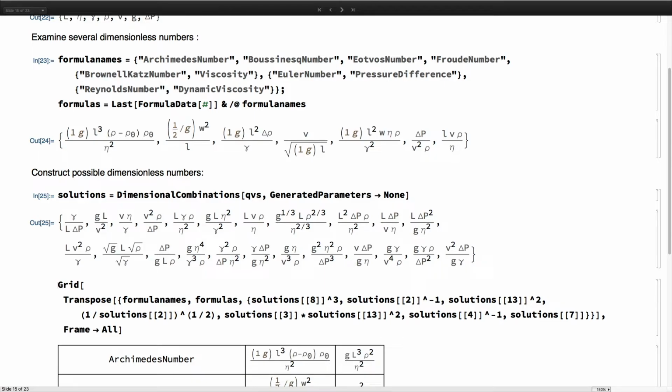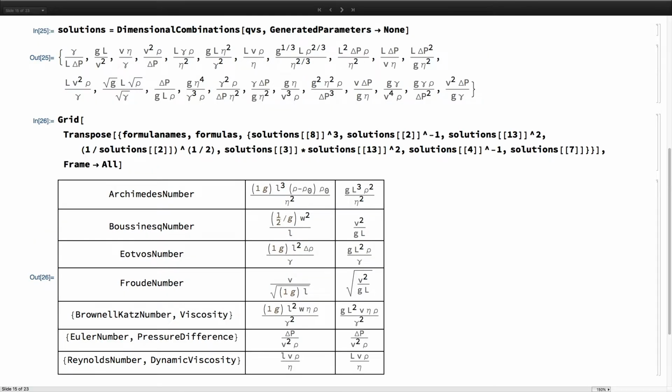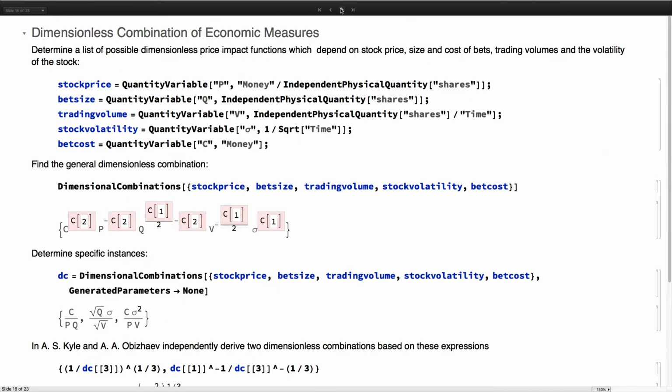But we can also see how we could construct these already discovered dimensionless numbers from those dimensional combinations. And in almost all the cases, it's simply taking one of those solutions to a power. So Archimedes number is the 8th solution from our list to the 3rd power. There's one solution, the Brownell-Kantz number, where we take the 3rd solution, this one, and the 13th solution somewhere down here, squared, and that gets us our dimensionless number.